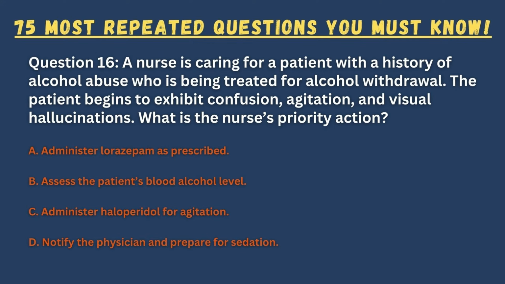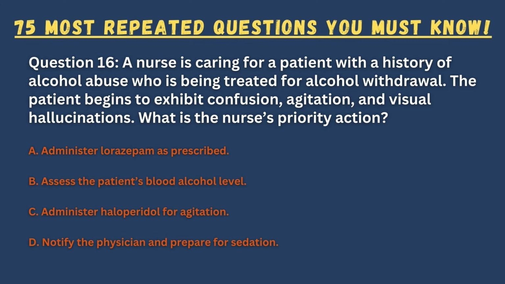treated for alcohol withdrawal. The patient begins to exhibit confusion, agitation, and visual hallucinations. What is the nurse's priority action? A. Administer lorazepam as prescribed. B. Assess the patient's blood alcohol level.